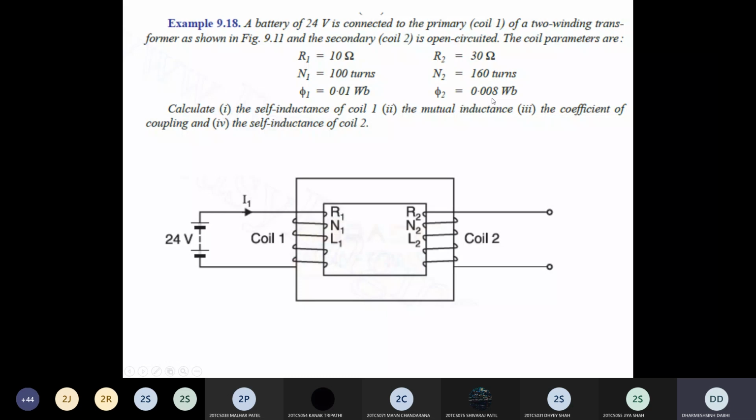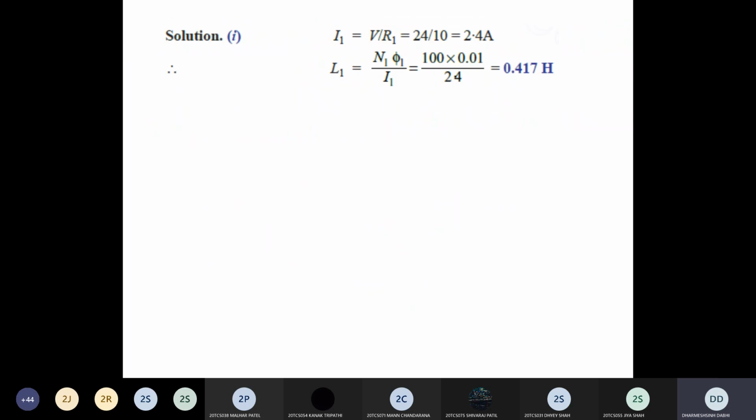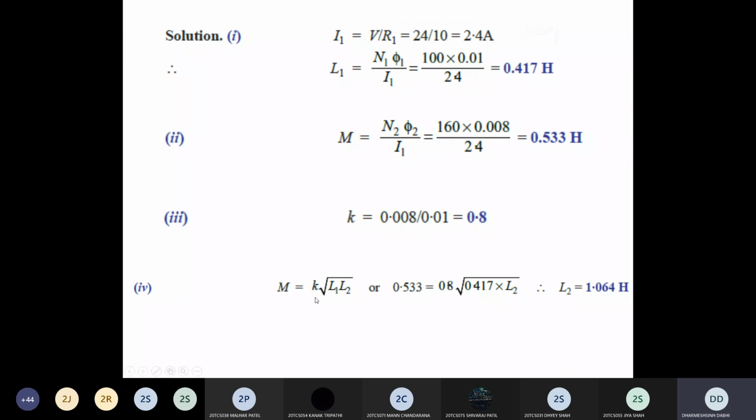So here we actually calculate the percentage of flux that links with coil number 2 because of current flowing into coil number 1. I think all of you are clear on this. Is there any doubt now? No, sir. Okay. So this is the first way to calculate the coefficient of coupling. Another way you can apply is the equation M is equal to K square root of L1 and L2. But you can apply this equation only if you know the values of M, L1 and L2. Here in this example we know only M and L1. L2 is the unknown quantity before calculating this K.